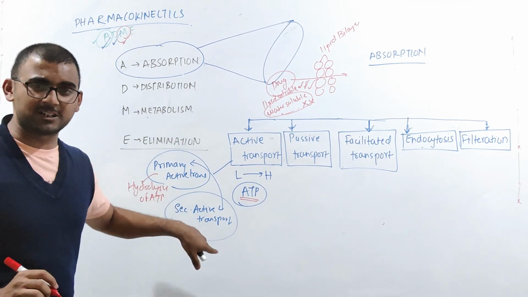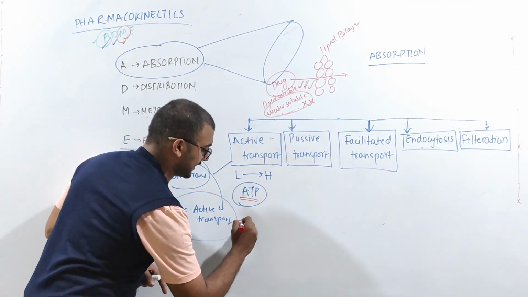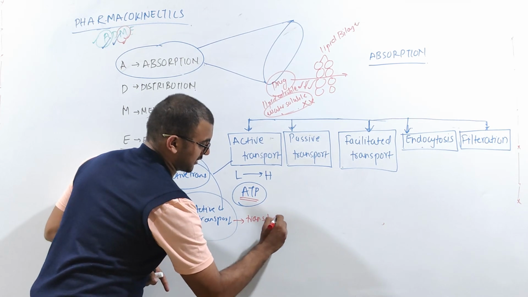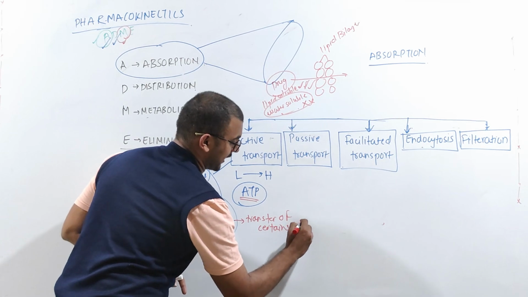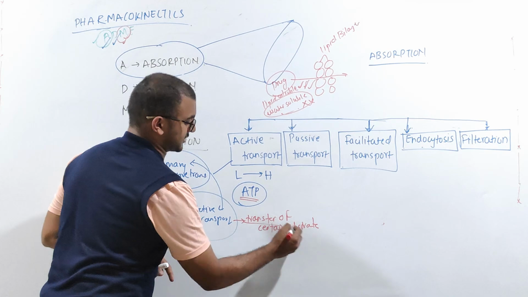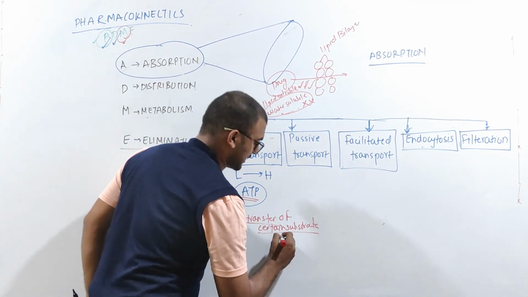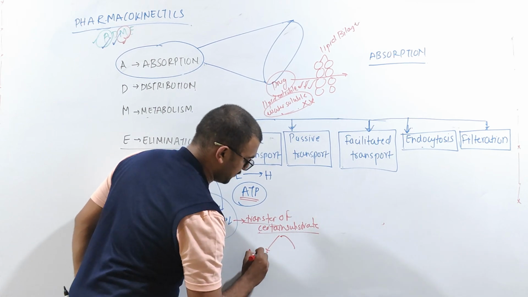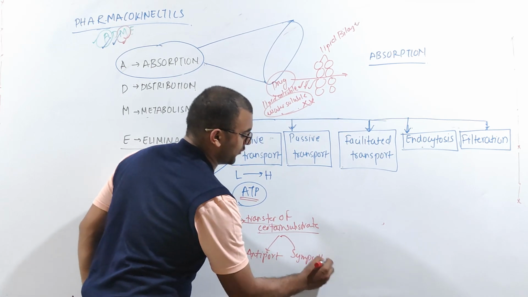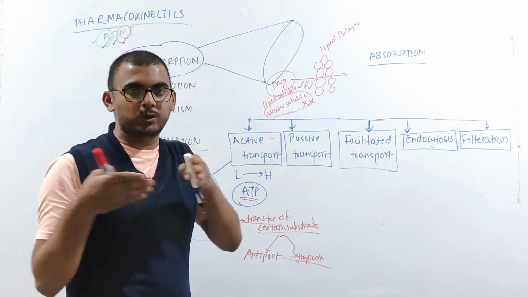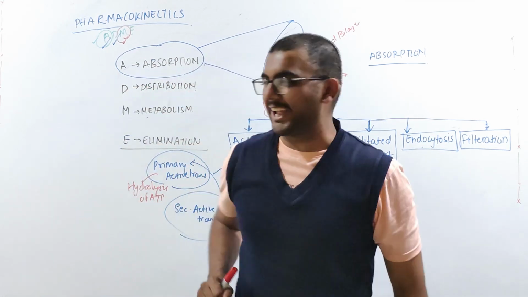What about secondary active transport? The energy which is required has been obtained because of the transfer of certain substrates. In this again two types are there: antiport and symport. If the substances are moving together, if two drug molecules are moving together, that is called symport. If they are going against each other, that is called antiport. I hope it is clear.